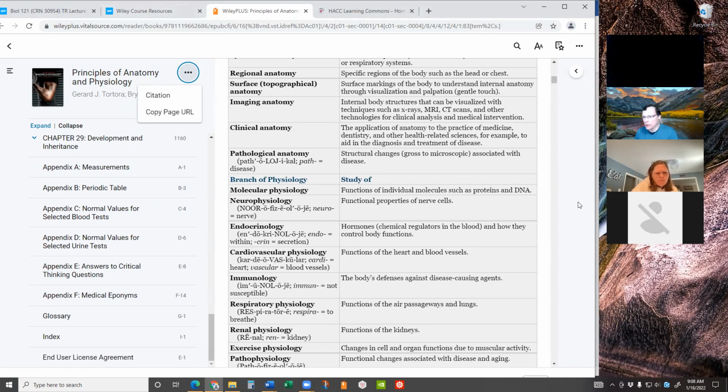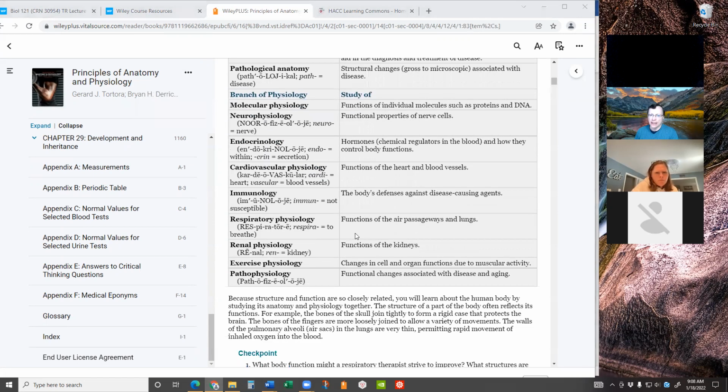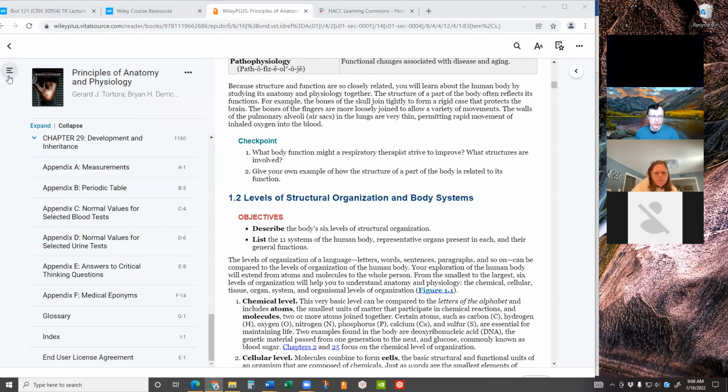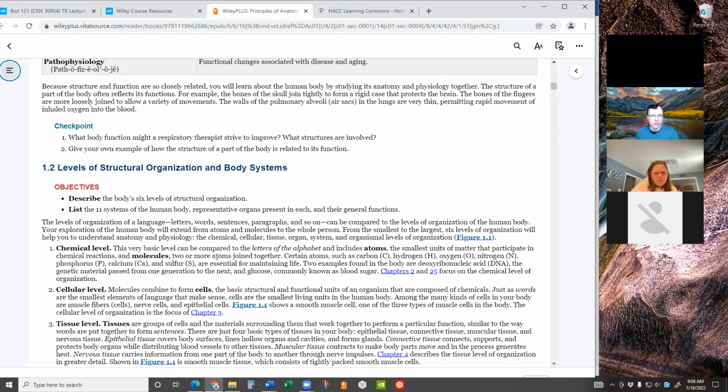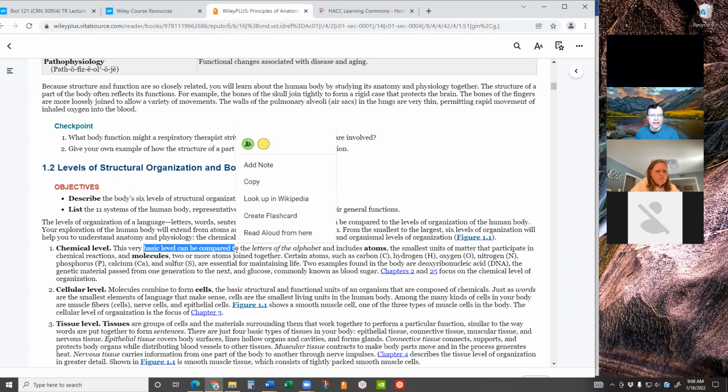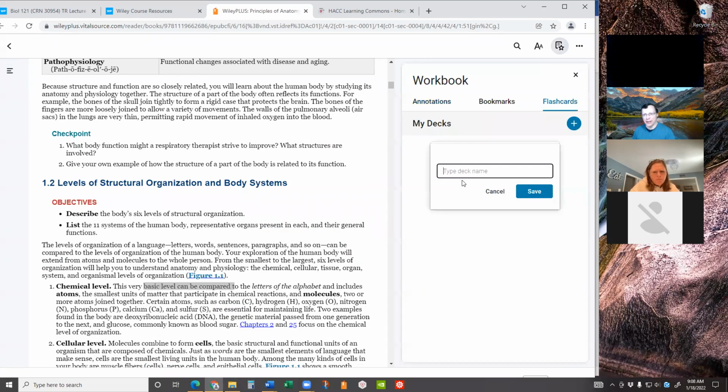So it sounds like most of you have been able to successfully load your textbook. Again, it's going to take a while for you to get used to things. But you should be able to take notes and highlight things. I just highlighted that, and I could say, okay, create a flashcard.